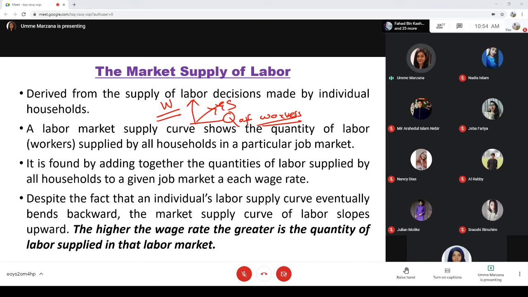You tell me, at a specific industry, jodi wage bere jai, aro beshi manush encouraged hobe na to work in that industry? Yes, ma'am. So that means an increase in wage rate will cause an upward movement on the labor supply curve. Whereas if the wage rate falls, the quantity supplied of workers, the number of workers who are willing and able to work will also fall. Law of supply.